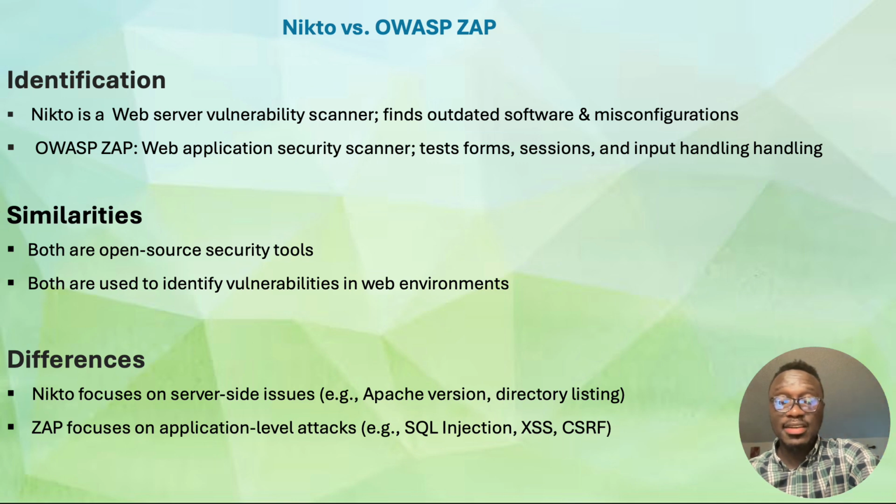Nikto is a web server scanner. So in my scan, it flagged the outdated Apache version and directory indexing. It's fast but doesn't interact with forms or inputs. ZAP goes deeper into the web application itself. When I scanned my CapCheck tool with ZAP, it detected SQL injection on the login form, missing cross-site request forgery tokens, and also missing clickjacking protection. So ZAP is more interactive and focuses on how the application handles user input. Both are open source security tools used for vulnerability scanning. The difference is that Nikto checks the server while ZAP tests the application behavior and user input security.